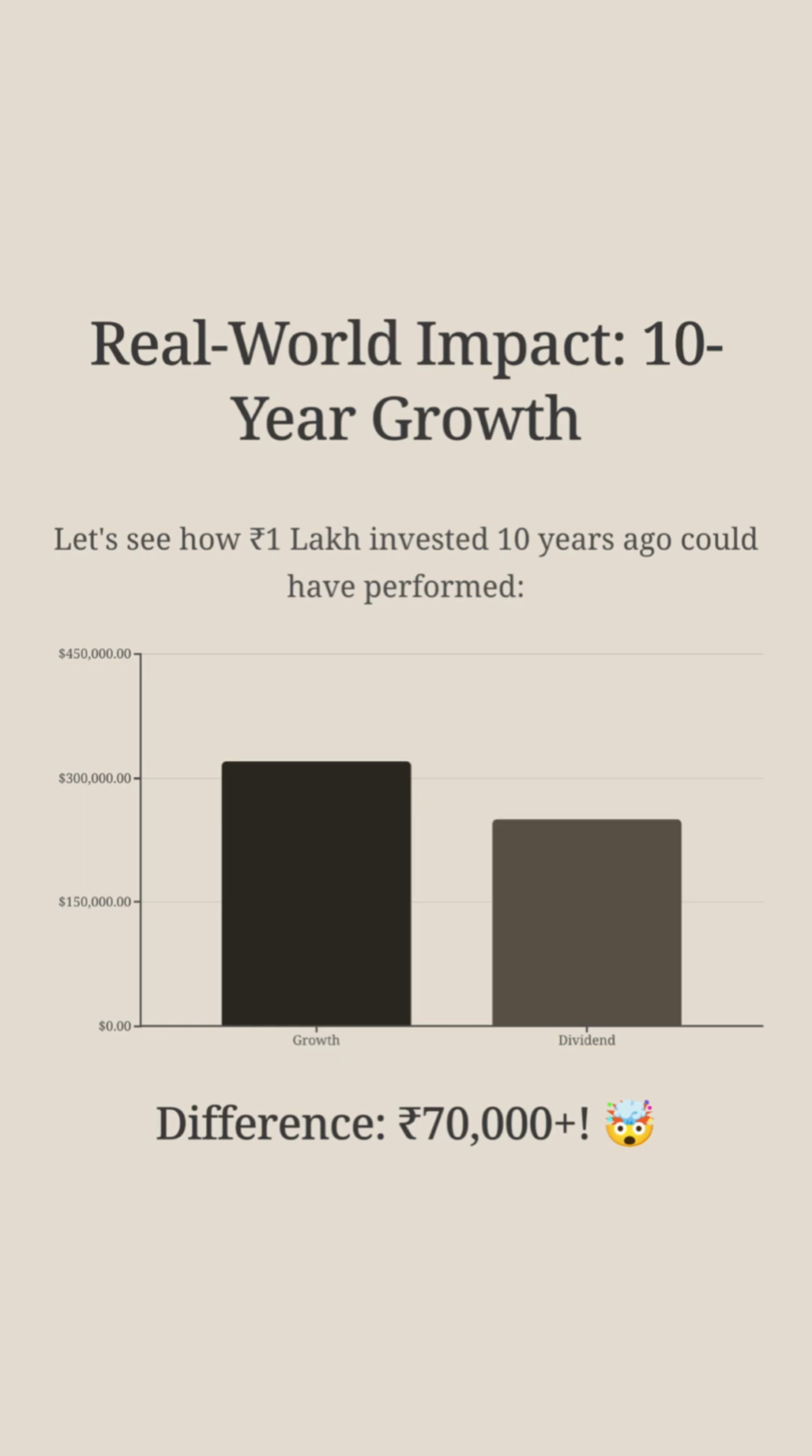For example, suppose you invested 1 lakh in 2010 in a mutual fund. If you choose a growth option, by 2020 your investment could have grown to nearly 3 lakh 20,000. If you had chosen the dividend option, you might have received payments along the way, but your final corpus would be closer to 2 lakh 50,000. The difference comes from compounding. Growth allows wealth to accumulate, while dividend gives you income along the way.